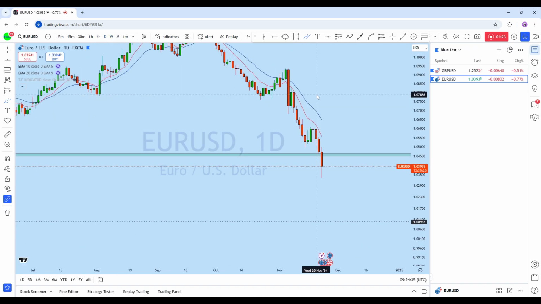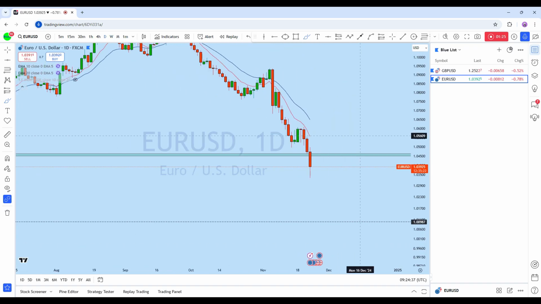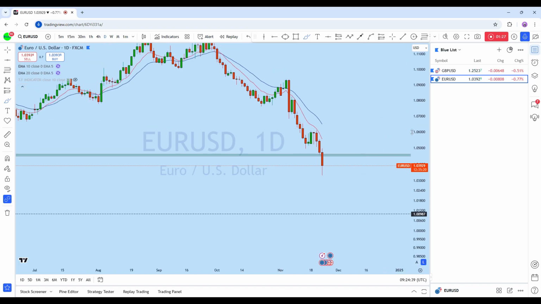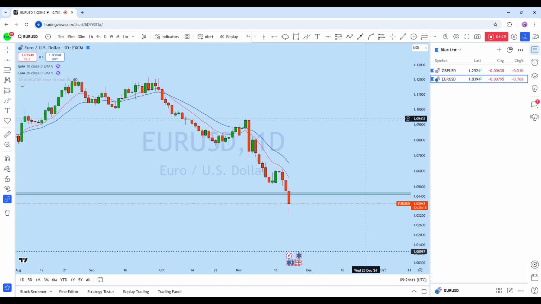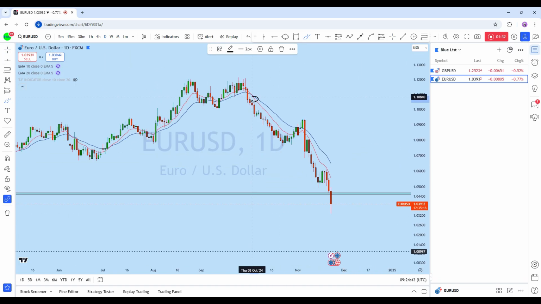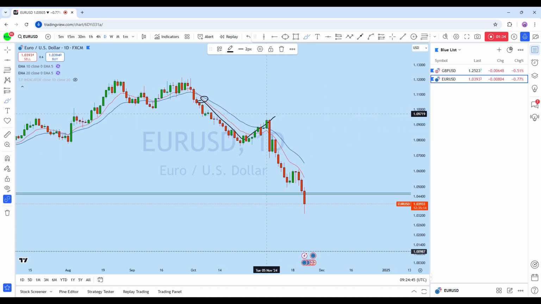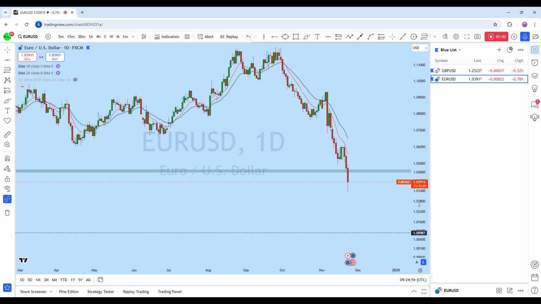Now looking at the daily chart to see how the market is doing, from the daily we can see that the market trend is highly bearish. From here there was a big drop followed by this pullback, and we can see another drop, another pullback. The market is forming a series of lower highs and lower lows in this long term downtrending market.